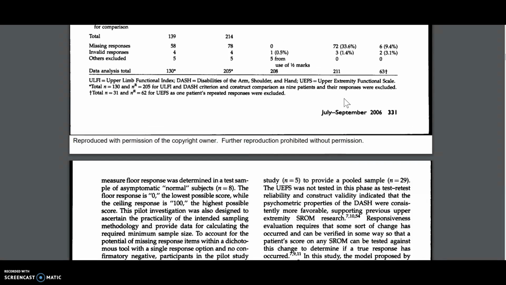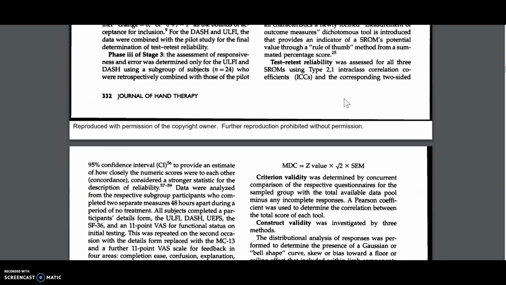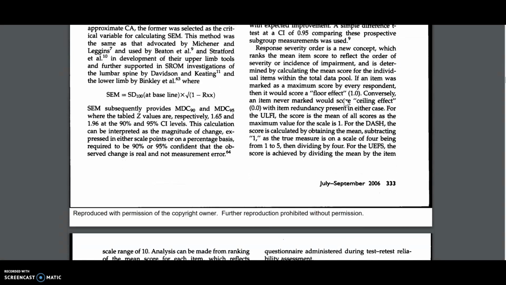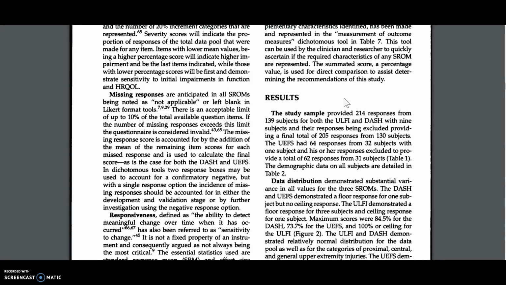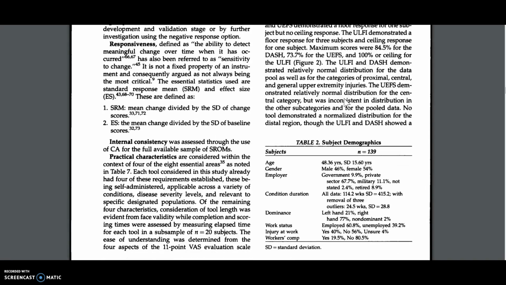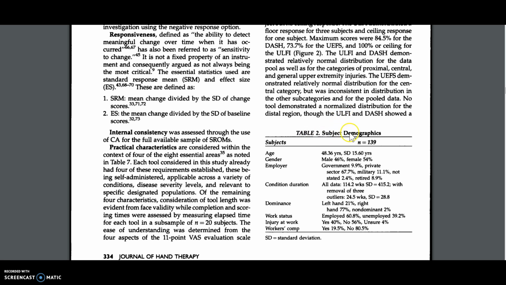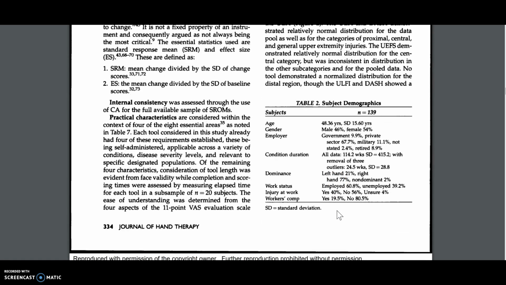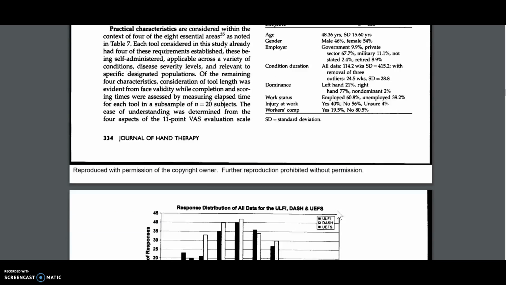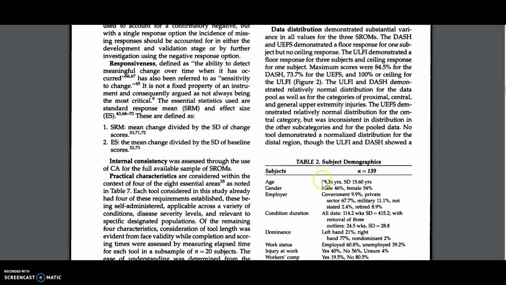That was page 331. Now let's go back down to where we were starting to talk about the results of the study, which is on page 334, and we can look at Table 2. Table 2 is the subject demographics. So here are your descriptive statistics. Again, the total patients looked at for the study was 139, and this is an overview of the subjects: age, gender, employer, conditions. Okay, so let's keep going. Let me make sure I didn't miss anything worth talking about. Okay, data distribution, I'm sorry.